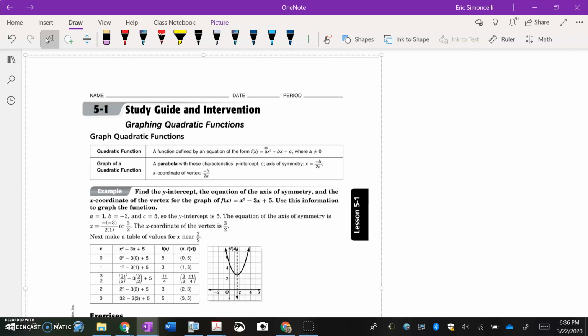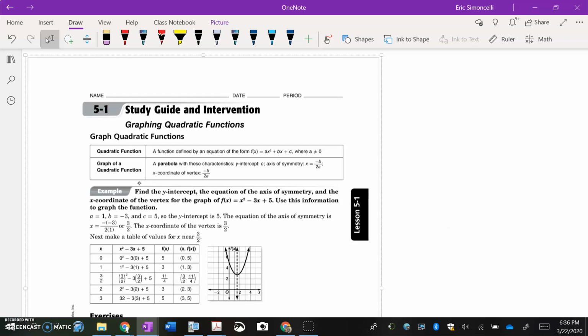When you're graphing a quadratic function, it will end up being a parabola with these characteristics. You'll have a y-intercept, which is just c, the axis of symmetry, which is x equals negative b over 2a, and the x-coordinate of the vertex, which is again negative b over 2a. It turns out the axis of symmetry is a line, while the x-coordinate of the vertex is just an x value of the point x comma y.